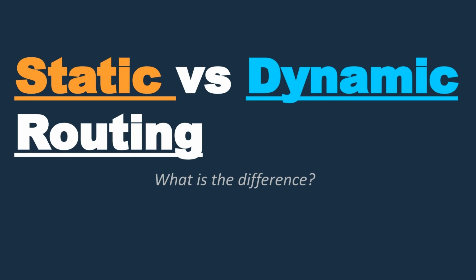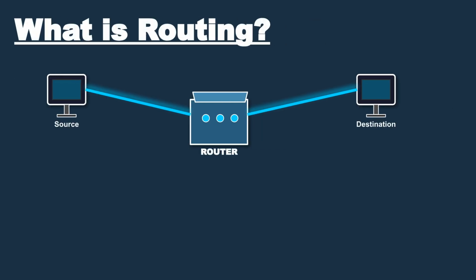Welcome to this video on static versus dynamic routing, where we'll explore the key differences between these two fundamental networking concepts. First, what is routing? Routing is the process of selecting paths in a network along which data packets travel from a source to a destination. Routers determine the best path for data to move across different networks.